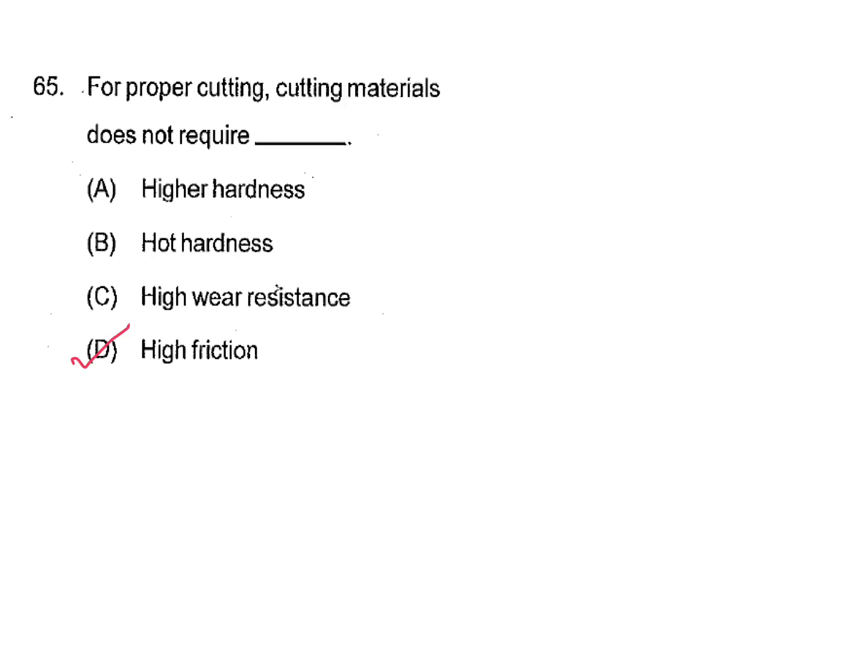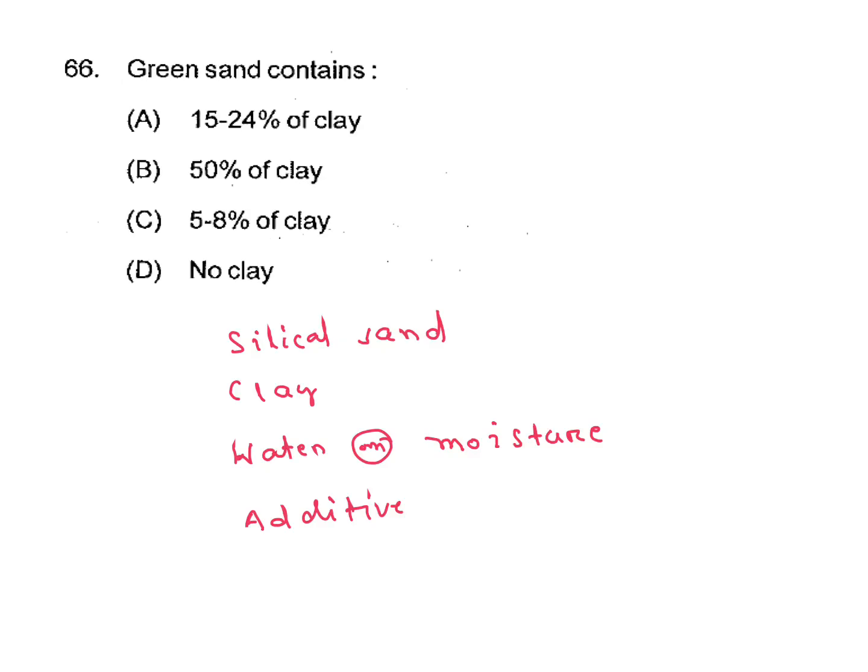Green sand contains silica sand 70 to 85%, clay 10 to 20%, and moisture 3 to 6%, and additives 1 to 6%. So in this question, green sand contains clay percent 10 to 20%. So A is our answer.